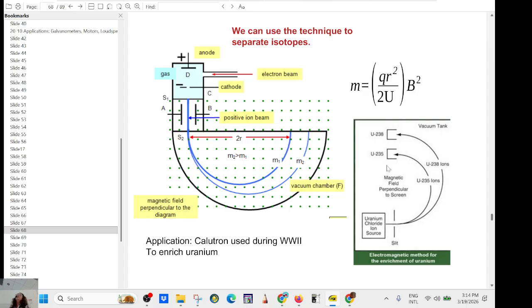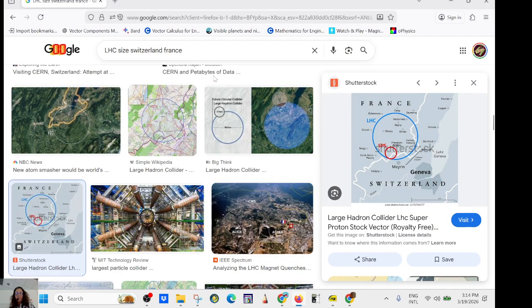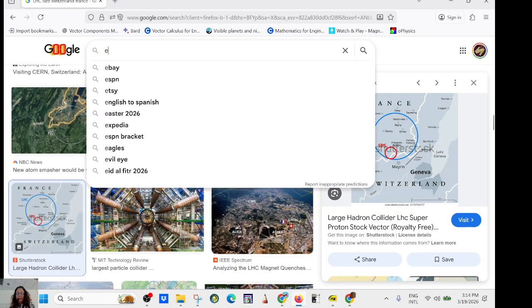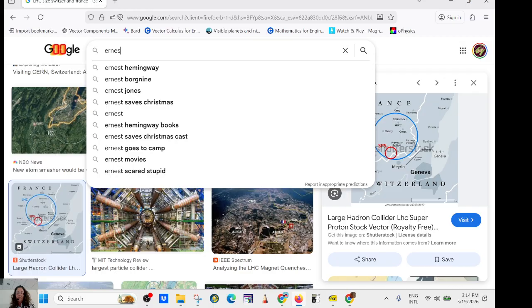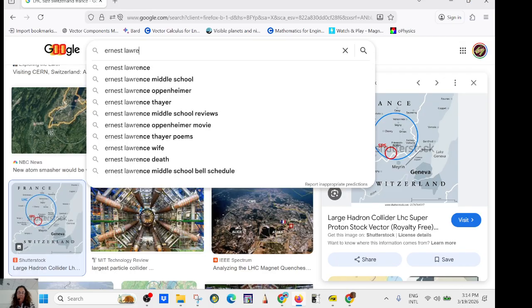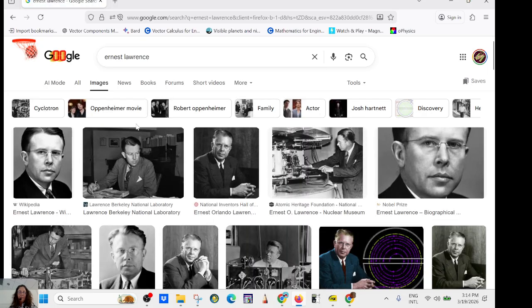As you enrich uranium, it gets easier and easier, and you go faster and faster to the critical mass. So that's the story of the Manhattan Project. And it's called the Calutron, right? The physicist's name was Ernest Lawrence.